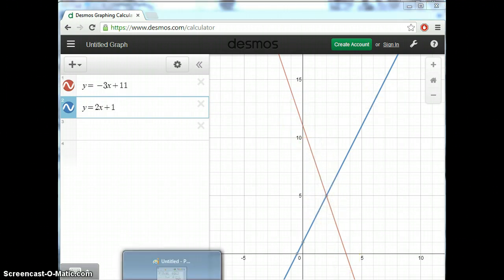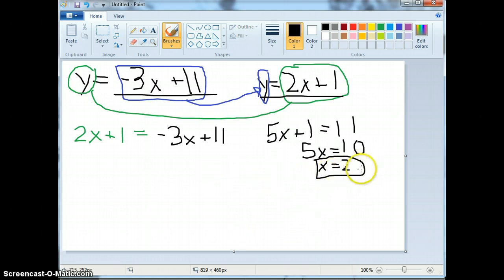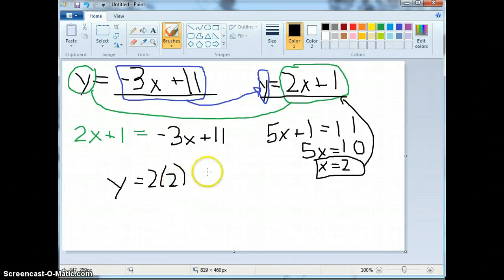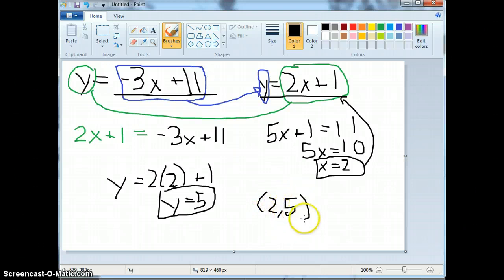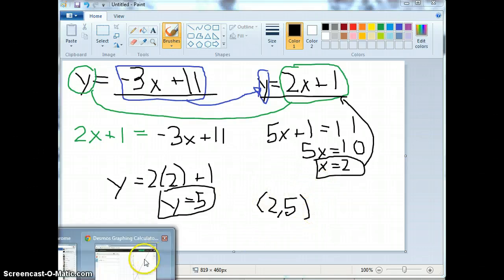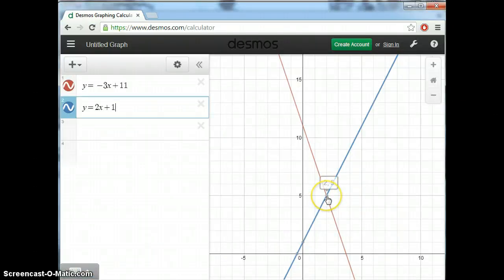So I'm going to go ahead and put it in. So let's put it in. I'll plug it into this one just because. So I have y is equal to 2 times 2, plus 1. That gives me y equals 5. Okay, so now I know these two things give me 2, 5. And I'm basically done. I found a point where these two lines meet. And see right here, there it is, 2, 5.